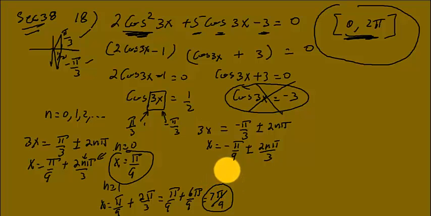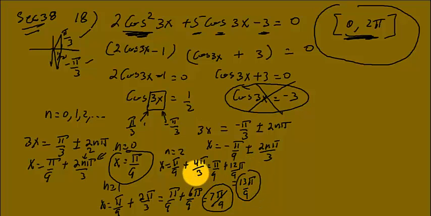Now I'm going to let n equal 2. So I get x is equal to pi over 9 plus 2 times 2, which is 4, so it'll be 4 pi over 3. Common denominator is 9, so I multiply top and bottom by 3, which gives me pi over 9 plus 12 pi over 9, which gives me 13 pi over 9. I keep that because that's less than 2 pi.